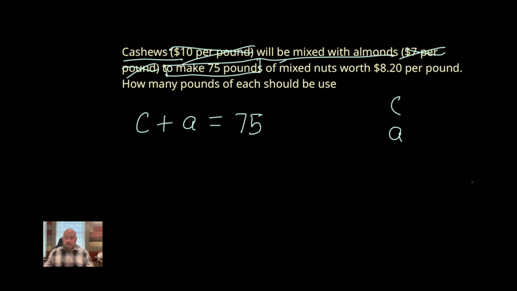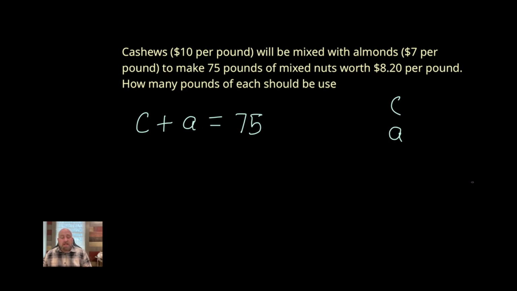That's what we did. Now the next one we want to make is the one that gives us all the information in here. It says that the cashews are $10 a pound, the almonds are $7 a pound, and then the total per pound is $8.20. So all that information is very important for this next step. So we're going to say that $10 of cashews plus $7 of almonds is going to equal what?